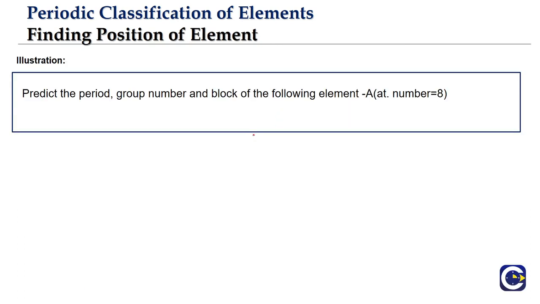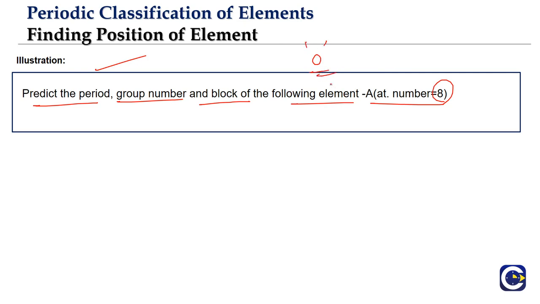Let us look at this particular question. Predict the period, group number and block of the following element. What is the element given to us? Element with atomic number 8. We know what this element is, actually. Some of the things we would probably know because of the familiarity with these elements. What is the element with atomic number 8?